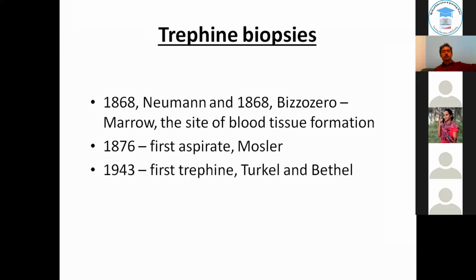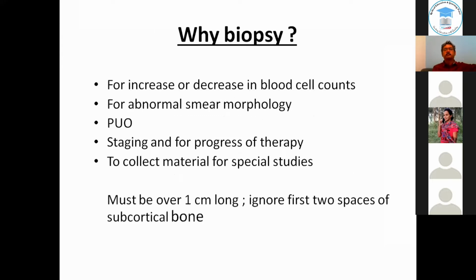But it will interest you to know, at least I hope it will, that it was Neumann and Bizzozero who in 1868 independently showed that the bone marrow was the site of blood tissue formation. From there to 1876 was only 8 years before Mosler decided to perform the first aspirate and look at what these cells looked like. Because of the technical problems involved in performing a trephine, it took almost 65 or 70 years for the first trephine biopsy to be done, and that was in 1943.